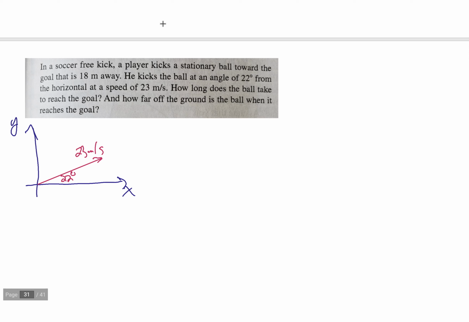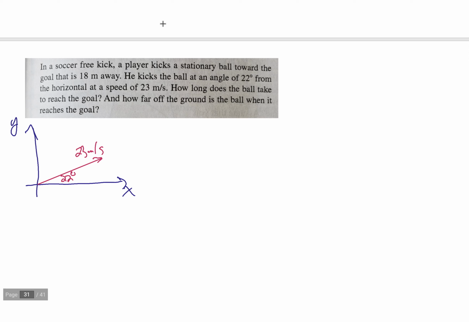I'm saying that it is a vector and I can call it a length of 23 because I'm not talking about its direction. When I don't talk about its direction, it has a speed instead of being a vector. Once I put the direction of 22 degrees on it, now it's a vector again. So now, how long does it take the ball to reach the goal?